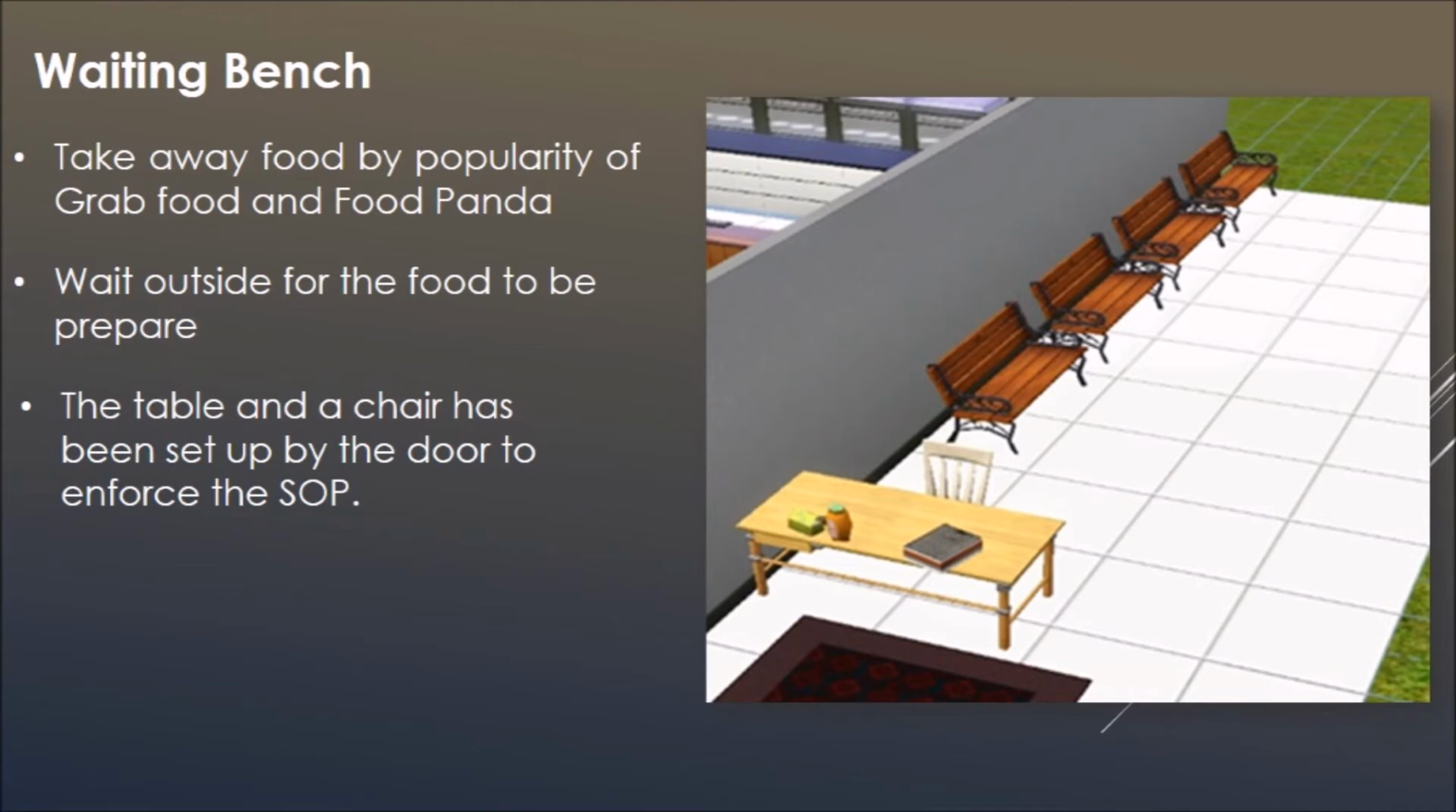Alright, next, we suggested a waiting bench in the layout. Takeaway food is popular because of GrabFood and Foodpanda.